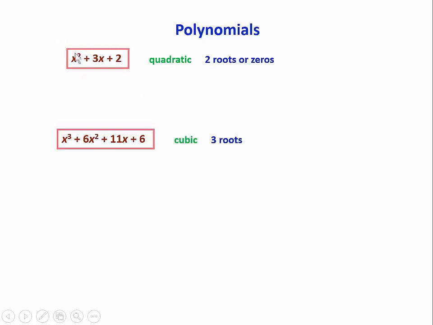The zeros of this quadratic are the values of x that make it come to 0. In that particular case, it's -1 and -2. They will both make it come to 0. And so -1 and -2 are the roots, or zeros, of that quadratic. Similarly, for higher powers, a cubic has 3 roots, and they're the values of x that make that come to 0. And for higher powers as well, 4th power, 5th power, and so on.